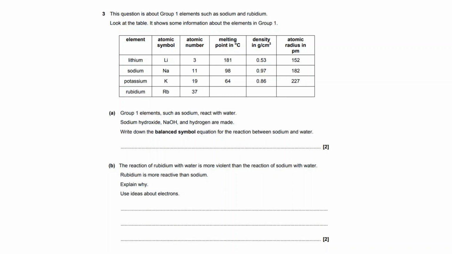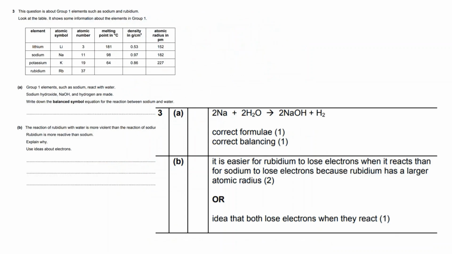Part B. The reaction of rubidium with water is more violent than the reaction of sodium with water. Rubidium is more reactive than sodium. Explain why. Use ideas about electrons. Alright, so the answer is 2Na plus 2H2O gives 2NaOH plus H2. 1 mark for the correct formulae, 1 mark for correct balancing.